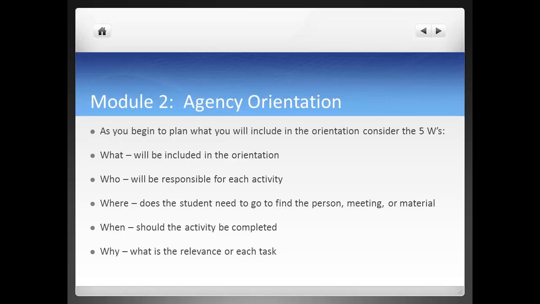When an activity should be completed is also an important piece to communicate to a student about their orientation. So if there's an expectation that they will review the agency policy manual, when would you like that task completed by? And finally, why? Talking to students about the relevance of each task that you assign them in terms of their orientation is a critical piece for students to help them understand the significance of the information they're reading, of the meeting they're attending, or of the person that they are meeting.